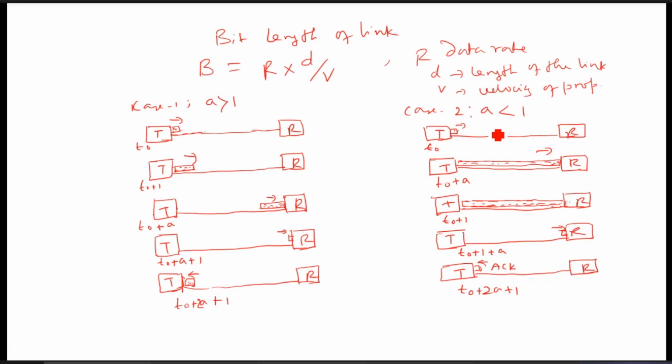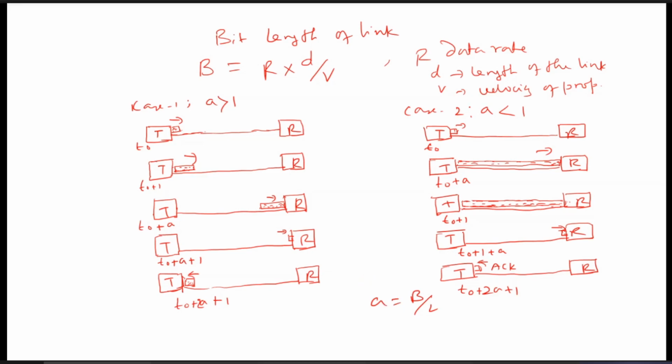So that is the case for A less than 1. In this case, as I mentioned, 1 is the transmission time, and it is normalized to 1, and A is the propagation delay, that is actually the bit length B divided by L, the length of the frame in bits, the number of bits in the frame. Okay. So it is a normalized parameter.